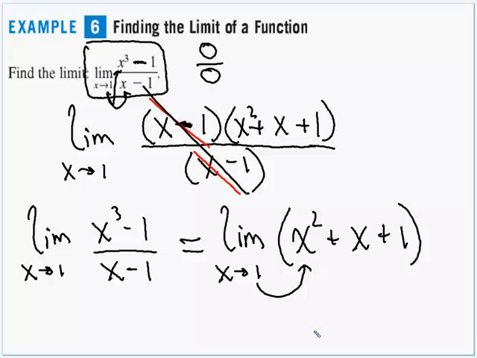Let's plug this 1 in for the x's, so we're going to have 1 squared plus 1 plus 1, which is equal to 3. And that's the exact same limit we found using the table or the graph, however we did it before. Now graphically, what did we just do here?